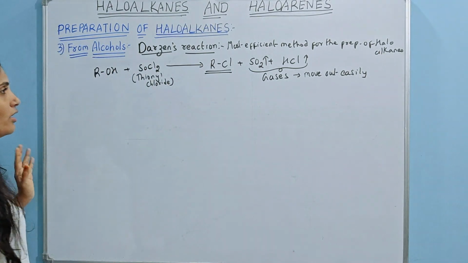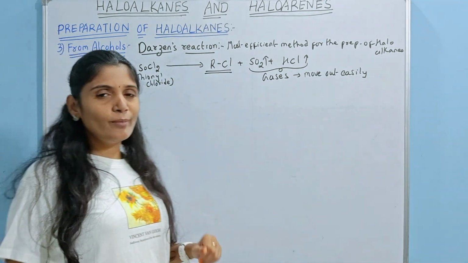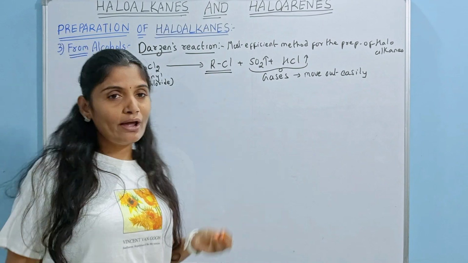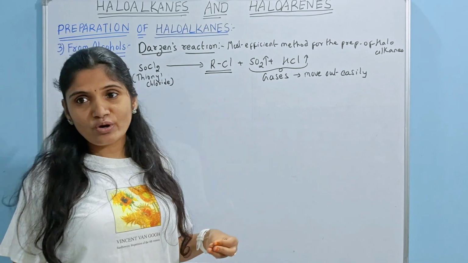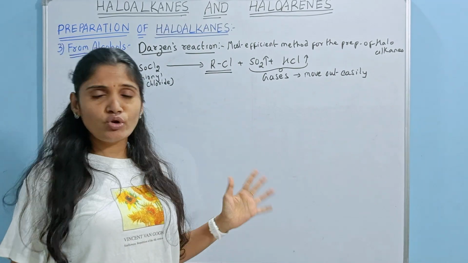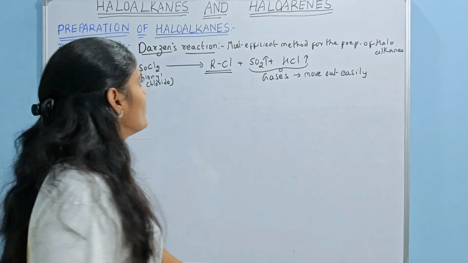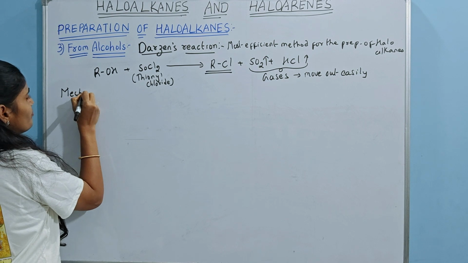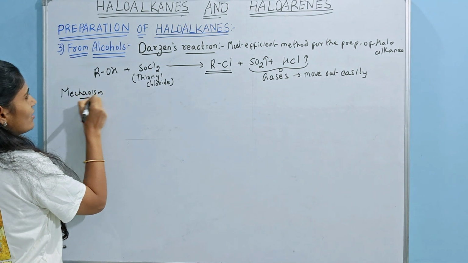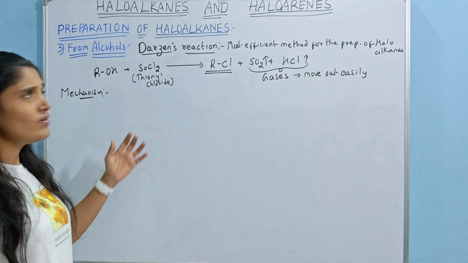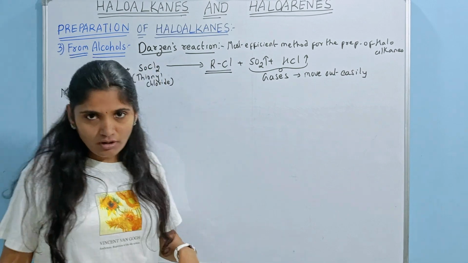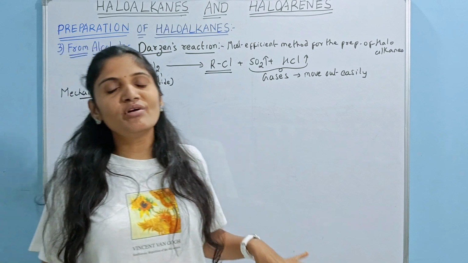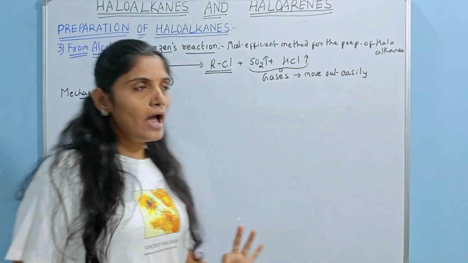Now, if you see the mechanism of the reaction, you will easily understand what kind of haloalkane is formed. What is the stereochemistry? Is it inversion or retention? All that we will see. Now I will make you understand the mechanism of the reaction. This reaction is very famously called Darzens' reaction. It's a named reaction, and all the named reactions are very, very important.